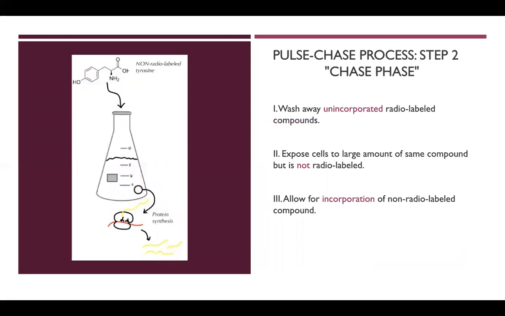Following the pulse phase is the chase phase. In this stage of the method, the unincorporated radio-labeled compounds are washed away, and the cells are exposed to a large amount of the same compound that is not radioactively labeled. In this picture, it is normal tyrosine. This compound is incorporated just like the one in the previous step.